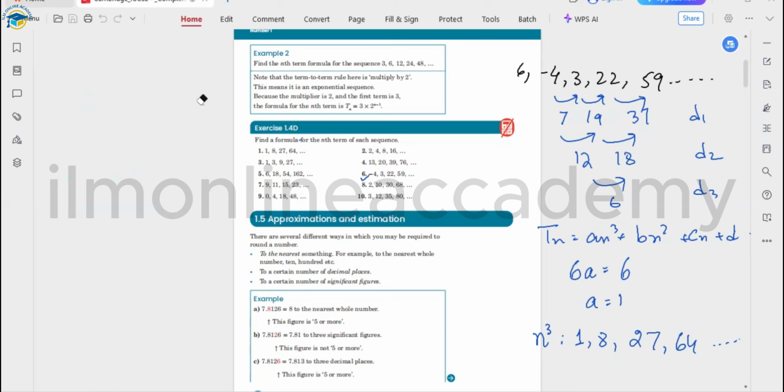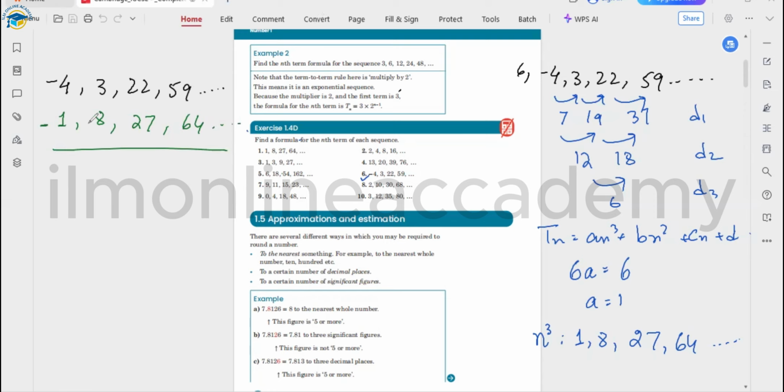Okay, so after getting this sequence with n cube, we are going to again write down the sequence that we were having already. We have -4, 3, 22, 59, and so on. And from this, we need to subtract the sequence that we got according to n cube. We have 1, 8, 27, 64, and so on. So now we are going to subtract all these numbers together.